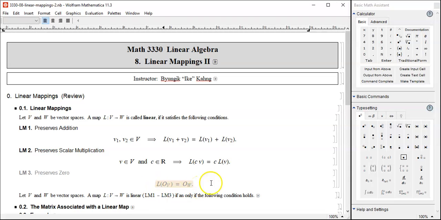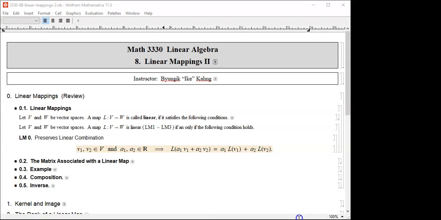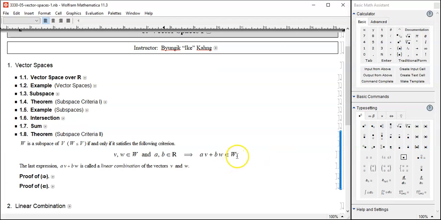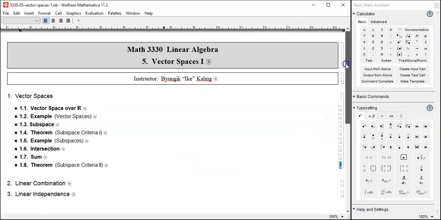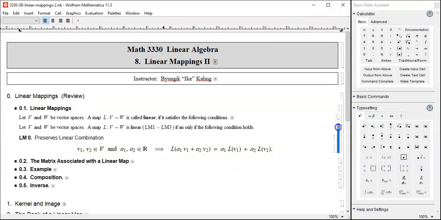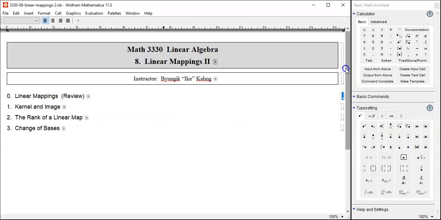Do you see the parallel? Another parallel here. Those three can be reduced into a single condition here. Preserve the linear combination. Let's go back to the earlier notebook. Those three can be reduced into a single condition. Closed under linear combination. Do you see the parallel between the two? Indeed, those aren't coincidences. So linear maps and subspaces are closely related.